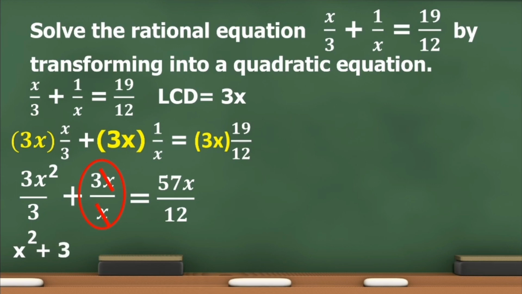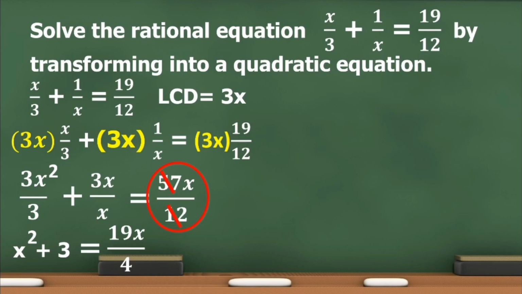Okay, next. So, yung 57x over 12. So, since sila ay divisible parehas class by 3, i-divide natin sila by 3. So, 57 divided by 3 is 19. And 12 divided by 3 is equal to 4. So, kaya naman magiging 19x over 4.